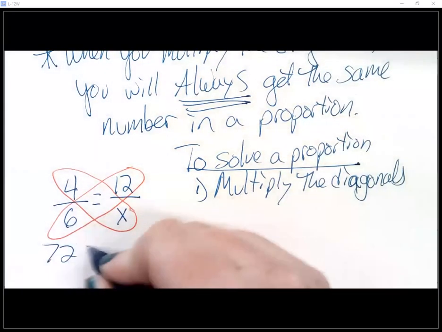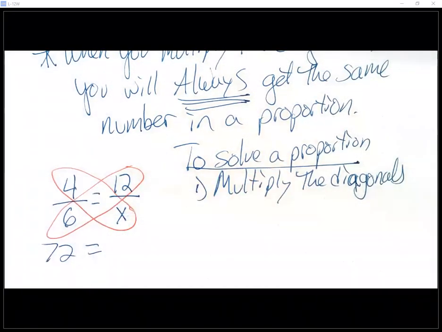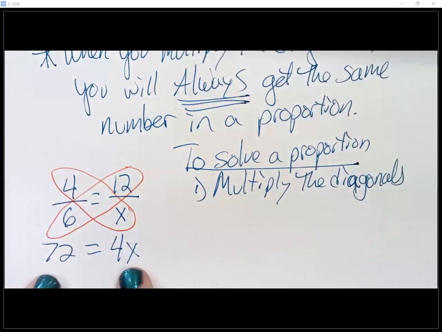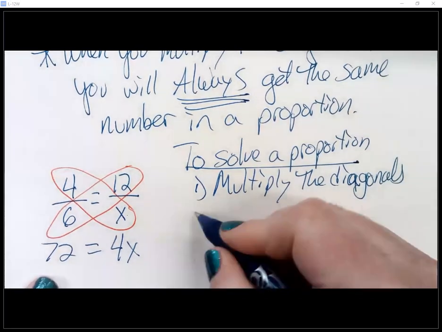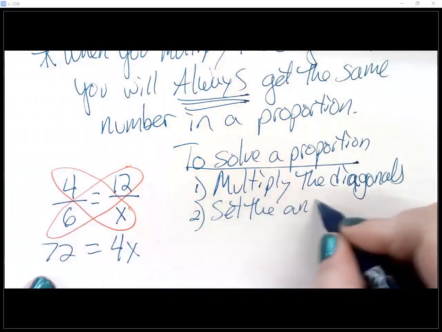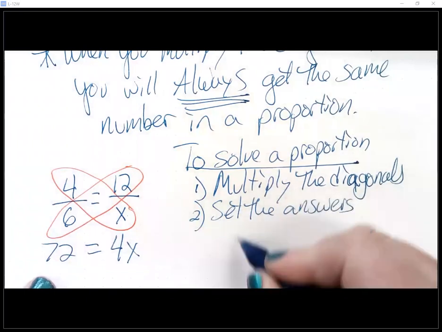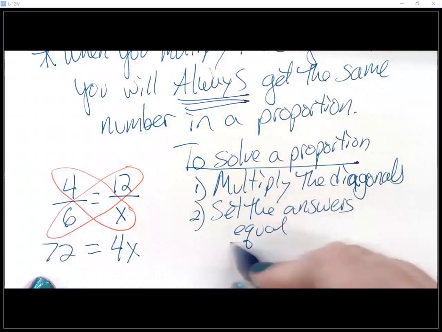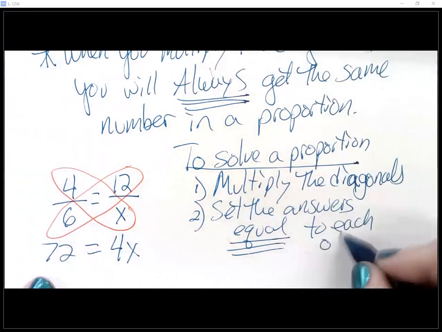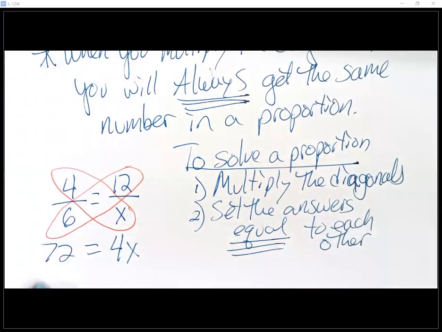What do you get when you multiply 4 and x together? 4x. So all I do is set those two equal to each other. So that's step 2: set the answers equal to each other. And now I just have this equation that I can solve like we have been.